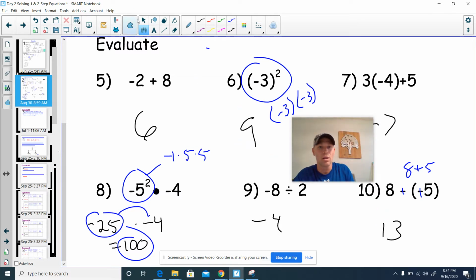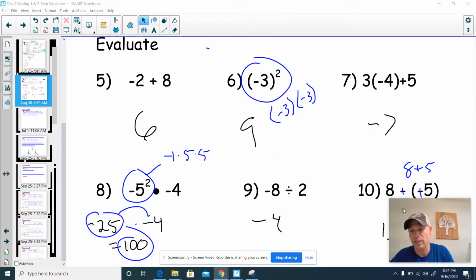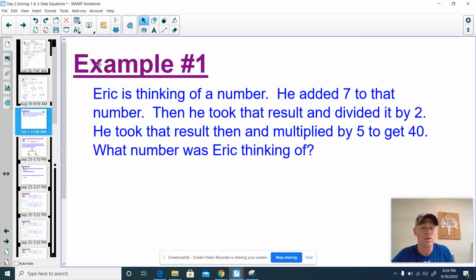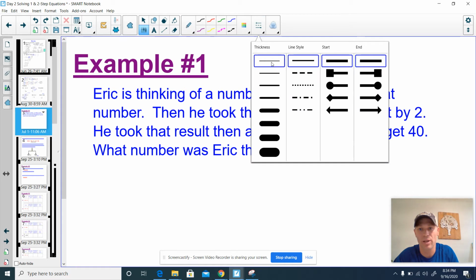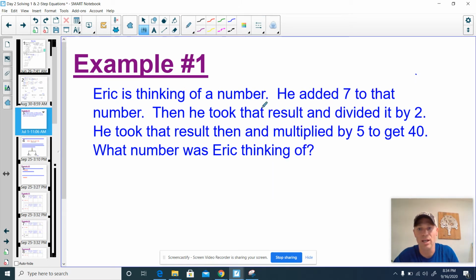Okay. So let's get on with the lesson. So here's an example that we'll work out together, this thought process. Eric is thinking of a number. He added 7 to that number, and then he took that result and divided it by 2. He took that result and then multiplied by 5 to get 40.